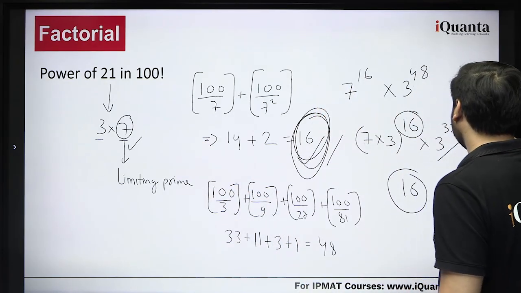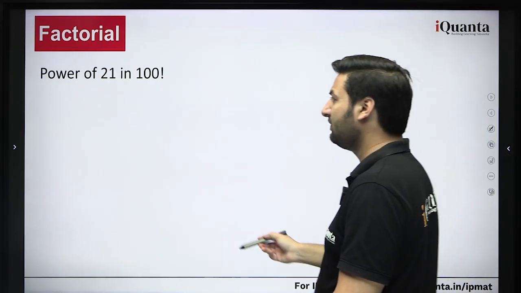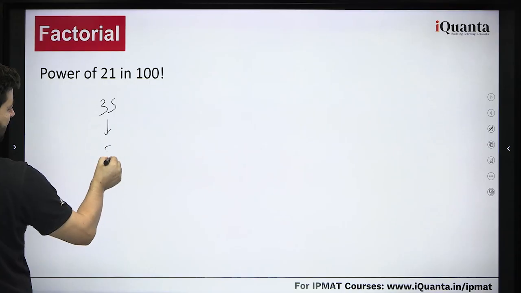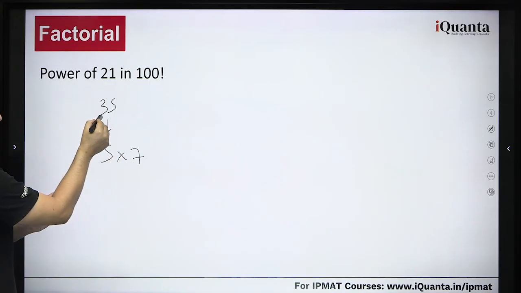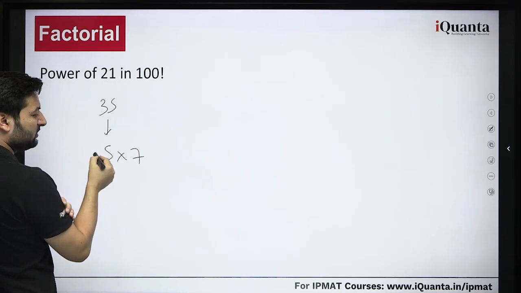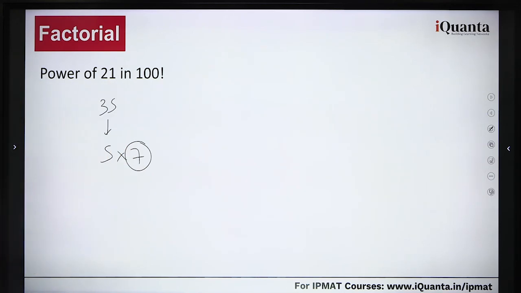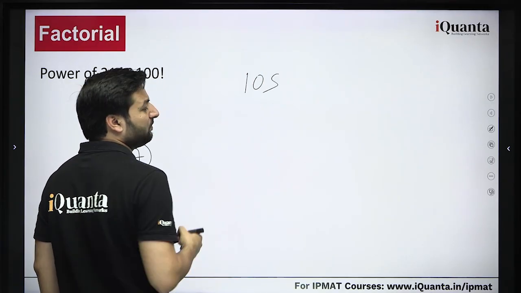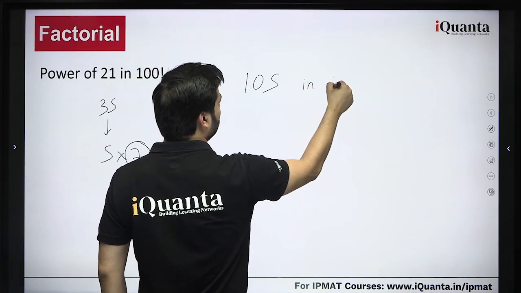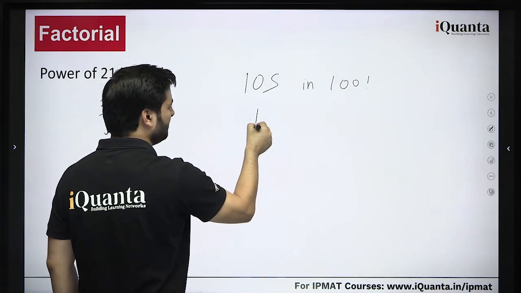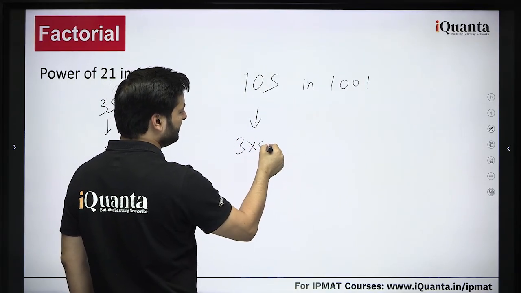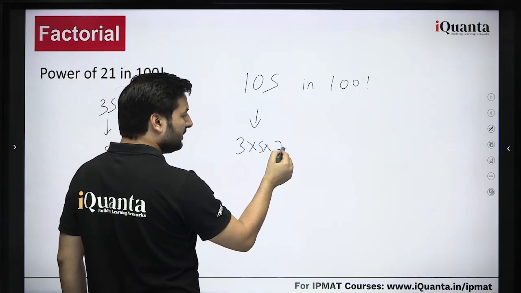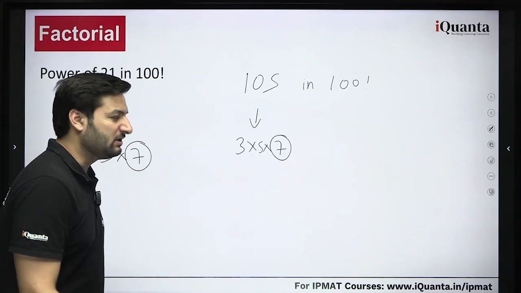Suppose the question would have been find out the power of say 35 in 100 factorial. 35 can be written as 5 into 7. So, to find out the power of 35 in 100 factorial, you simply choose the bigger prime. What if the product is something like this? Say they ask you the power of 105 in 100 factorial. 105 is made up of 3 into 5 into 7. Here we have 3 different primes. Which is the biggest prime over here? It is 7. So, simply calculate the power of 7.